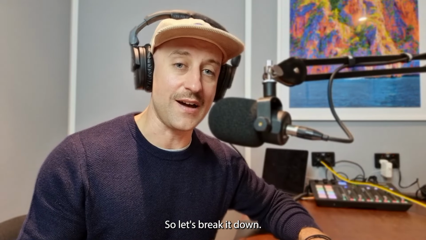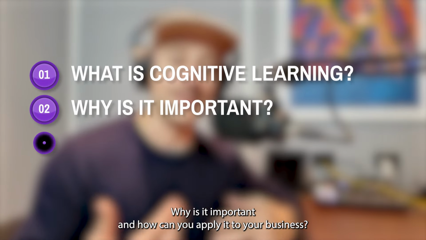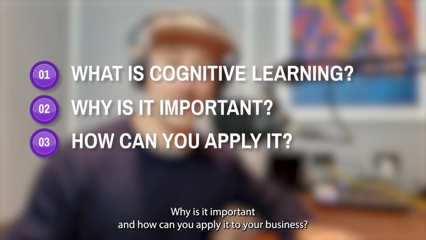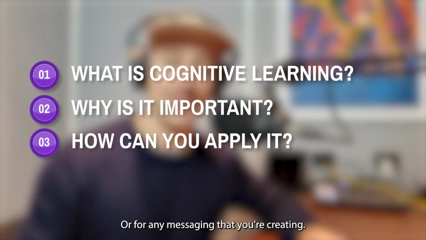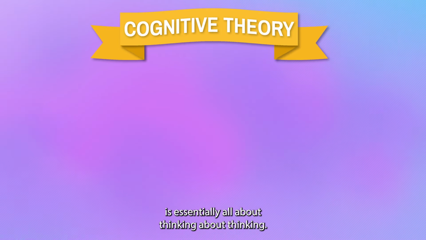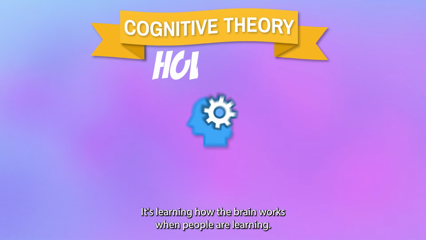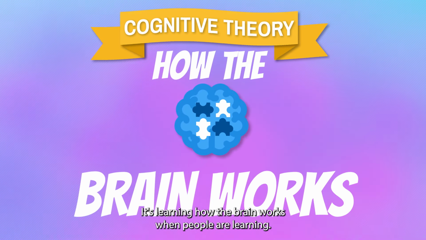So let's break it down. What is cognitive learning? Why is it important? And how can you apply it to your business or for any messaging that you're creating? So this is a large topic, but for the sake of time, cognitive theory is essentially all about thinking about thinking. It's learning how the brain works when people are learning.